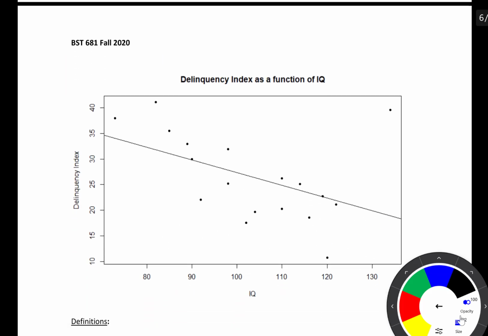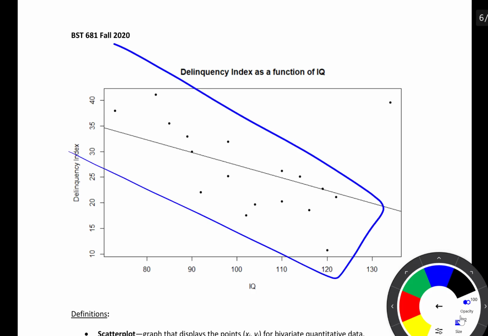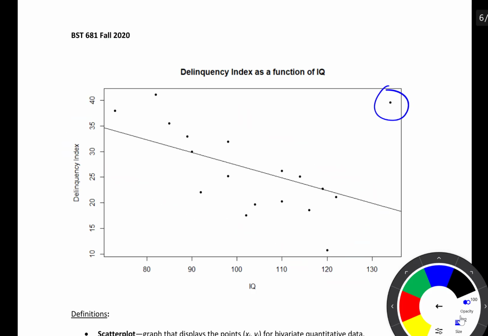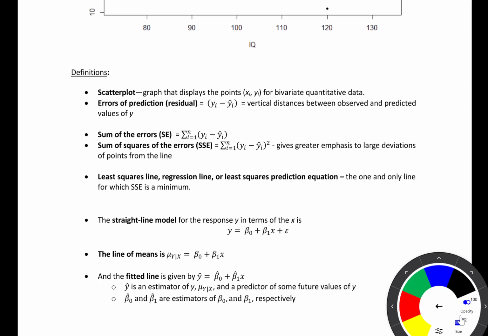So here's a scatter plot of delinquency index as a function of IQ. And as we can see, this is reasonably linear. So remember, when we say that a plot looks linear, we don't necessarily mean that all of the points fall on this really nice straight line. What we can see here is if we drew a thick straight line, they would fall reasonably there. Now we do have one outlier, and later on in the course we'll talk more about what to do with outliers and also what we could call an influential point, and what we need to do when we consider those in our analysis.